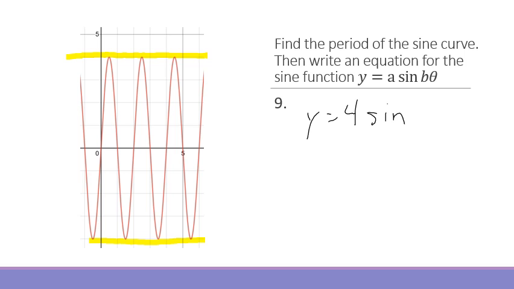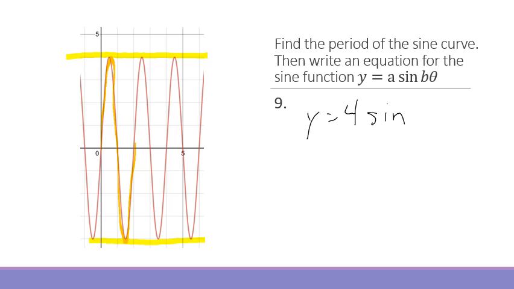Now we need to know how many cycles are between 0 and 2 pi, right? B is the number of cycles. So let's first look at what the period is. If I trace along this graph, there's 1 period. So it looks like 1 period is 2, right? On the x-axis, we ended there at x = 2.